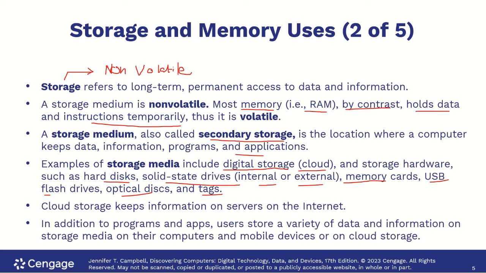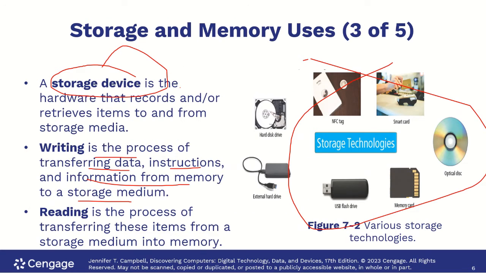In addition to programs and applications, users can store a variety of data and information on storage media on their computers and mobile devices, or on cloud storage. So a storage device is a hardware that records or retrieves items to and from storage medium. So this is what type of medium it is, volatile or non-volatile. A storage device by definition is non-volatile.